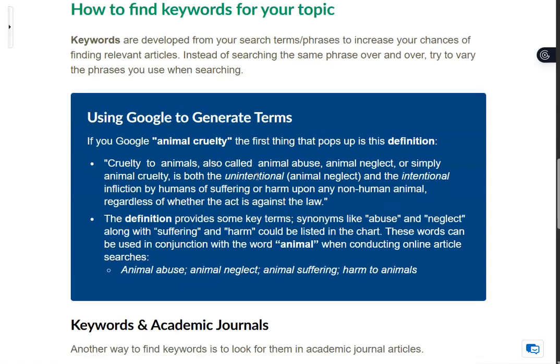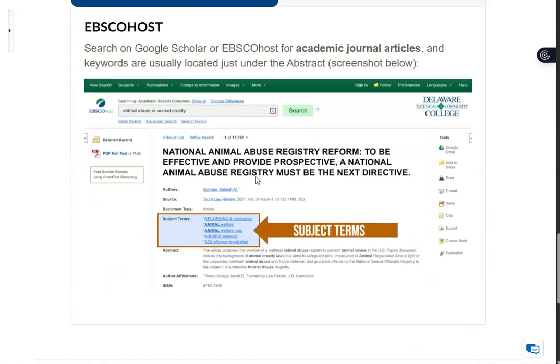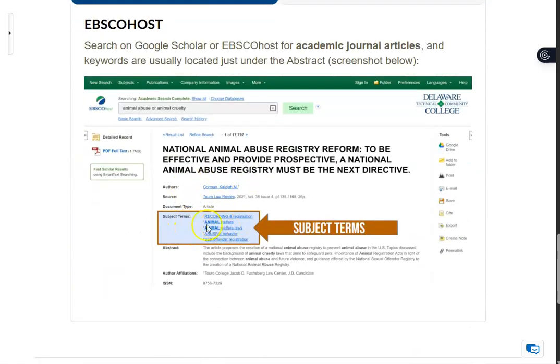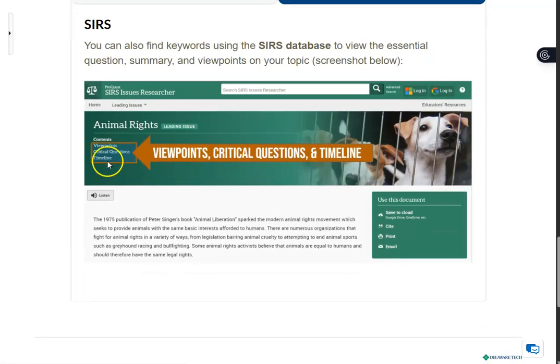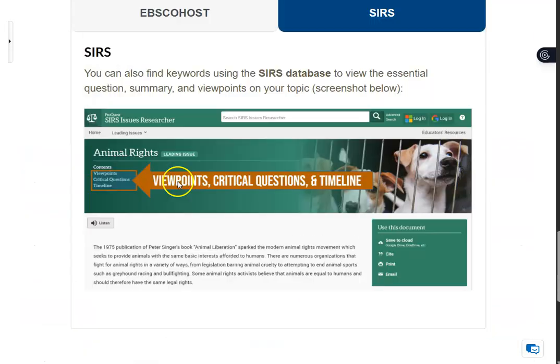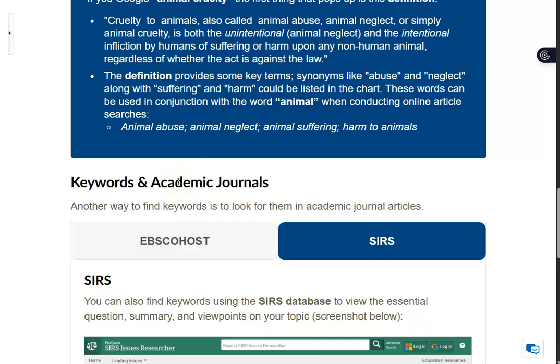And you can look through and just try to find search terms. Like on EBSCOhost, it actually gives you subject terms over here. On SIRS, it actually gives you ideas that you can click on with the viewpoints, okay? So all of that material is pretty easy to find out what we need to locate for our research questions.